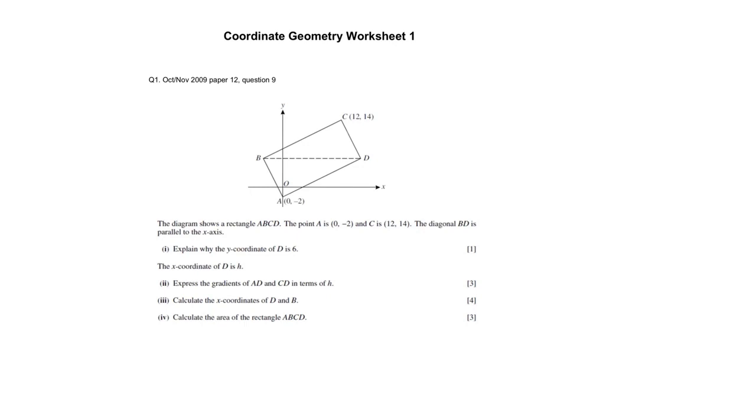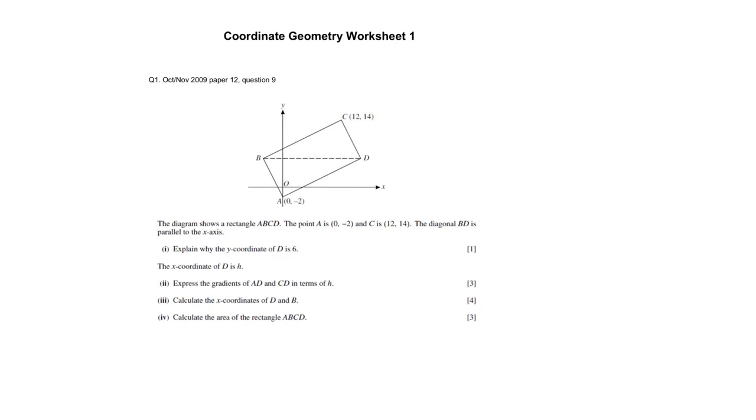The diagram shows a rectangle ABCD. The point A is given to you and point C is given to you. The diagonal BD is parallel to the x-axis. In a rectangle, the property that we discussed in the previous video was that the diagonals share a common midpoint. Okay? So you need to explain why the y coordinate of D is 6.